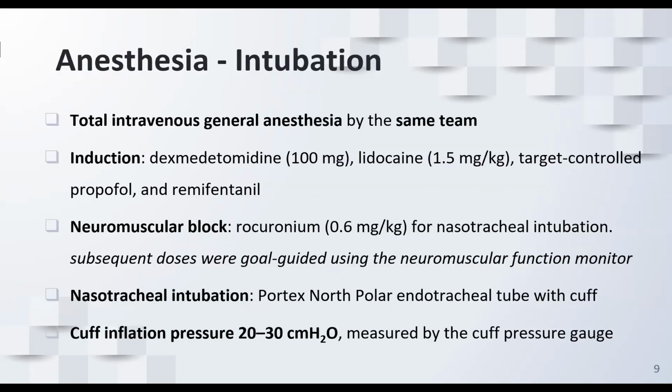All patients in this study underwent total intravenous general anesthesia by the same team, and to ensure adequate muscle relaxation during surgery, they used subsequent medication and doses of rocuronium, goal-guided and using the neuromuscular functional monitor. The tube number ranged from 6 to 6.5 according to the patient's body height. Prior to intubation, the endotracheal tube was lubricated with lidocaine gel, and the cuff pressure was standardized using a cuff pressure gauge.